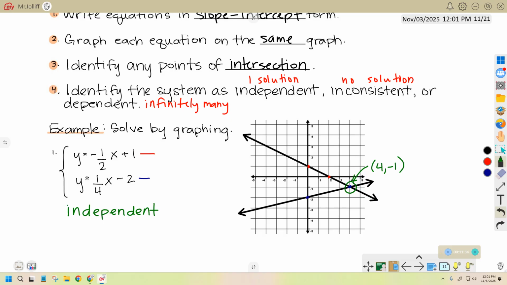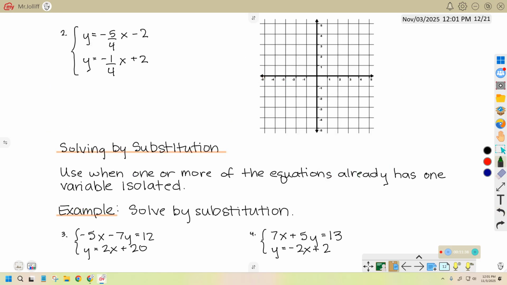I'm going to give you about 2 minutes. I want you to do it in your small groups. And then I'm going to have somebody either come up to the board or walk me through it.